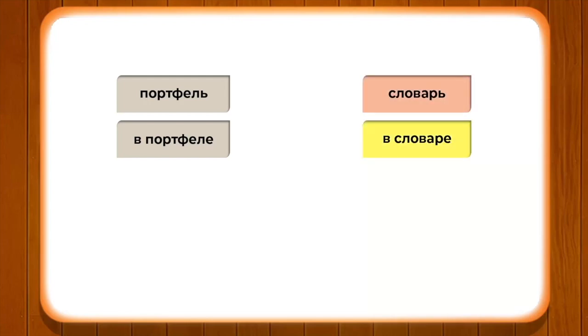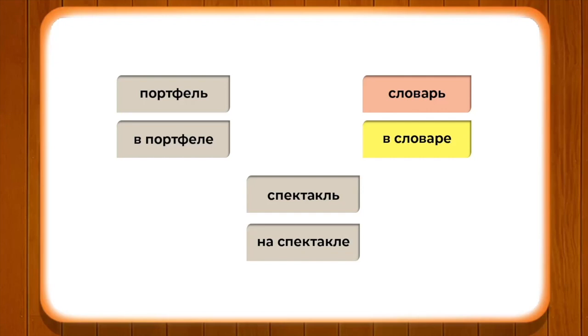The first one is portfel, briefcase. Portfel changes into v portfele. Slovar changes into v slovare. Spektakl changes into na spektakle. So there is a difference that we have to be very careful about. If it is slovar or dictionary, v slovare, in the dictionary. Portfel, briefcase, in the briefcase, v portfele. Spektakl, spectacle, changes into na spektakle. So at the play or spectacle, like this.